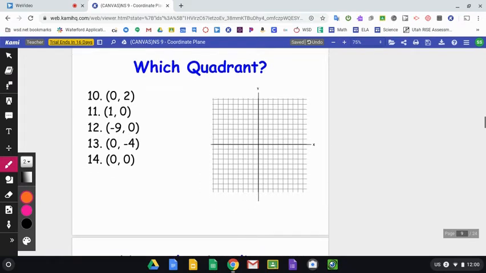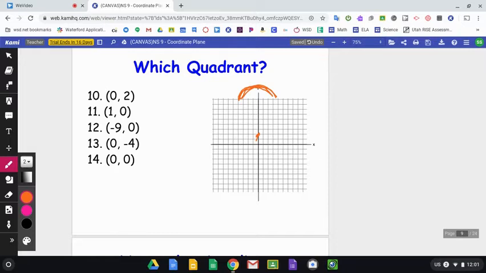All right, now let's look at this one. Problem number 10 says over 0, up 2. So I start at the origin and I go up 2, and my point is right here. We might notice that point is kind of in between quadrants 1 and 2. It's not inside either of them. So what quadrant do you think it's in?